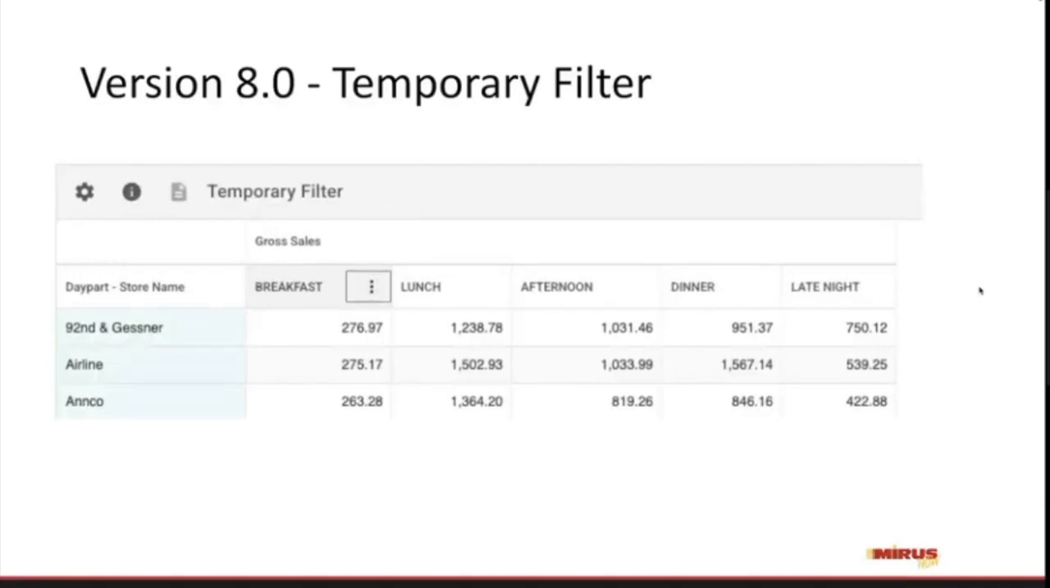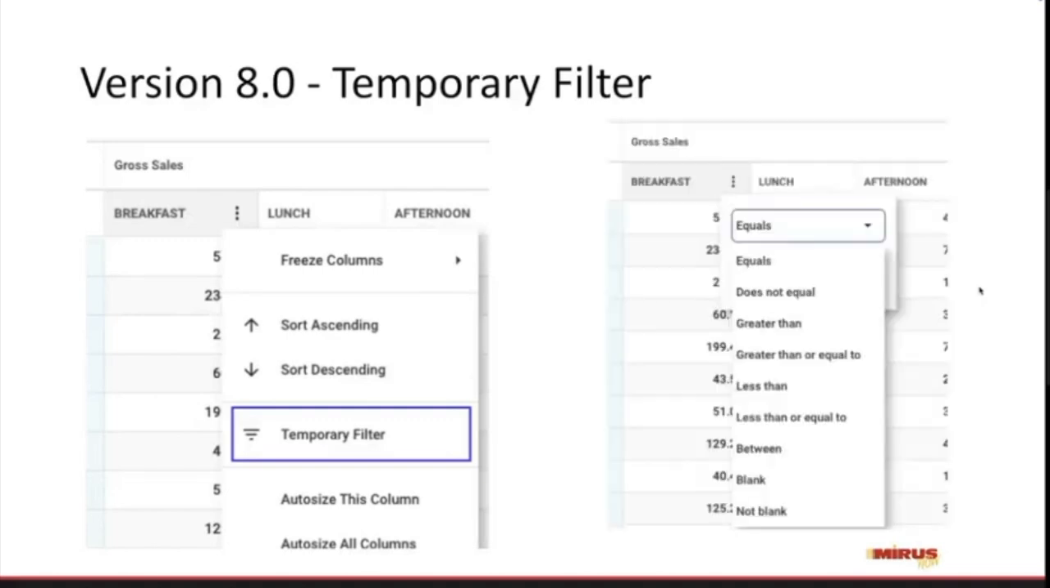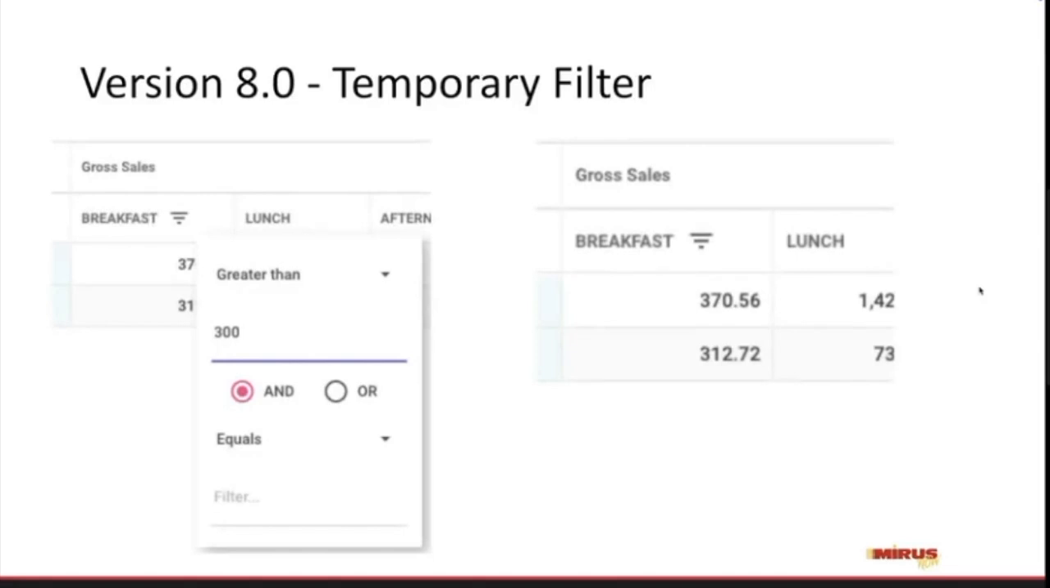To access this feature, you'll also click the three-dot icon for the column you want to filter, select temporary filter, and then select the operator. For my example, I selected gross sales for breakfast greater than 300 to display. And then you can see here that my report has been filtered. It'll show a little filter icon when you've done that.